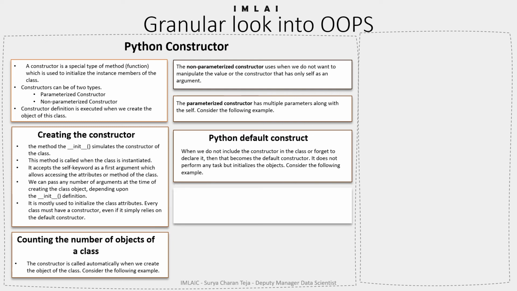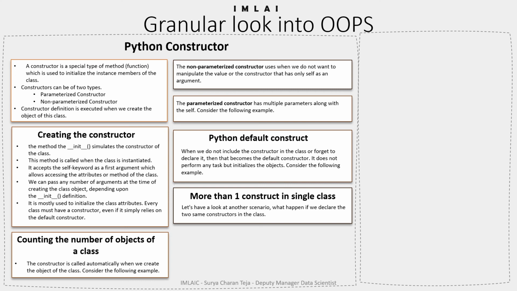Then let us have a look at another scenario. What happens if we declare two constructors of the same kind in the class? This is a very interesting scenario. Let's see what's going to happen. Student, one is def init, only a non-parameterized constructor we have used. This is the first constructor, that is what I want to print. The second one is also non-parameterized, and this is the second constructor. Let's see what the output would be.